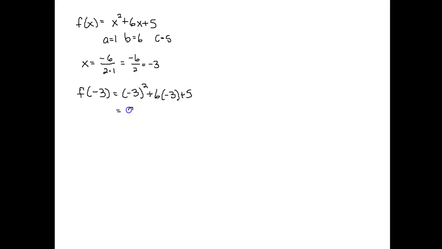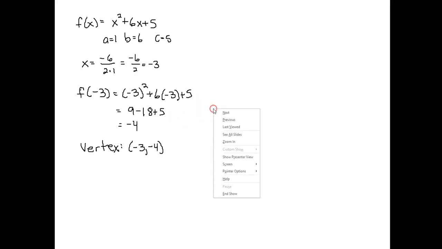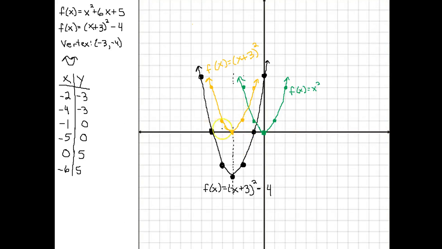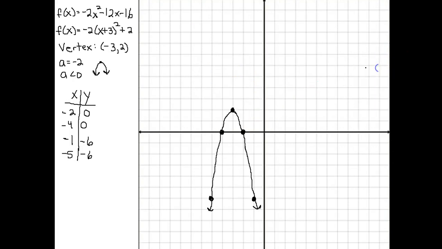So you get 9 minus 18 plus 5. So negative 9 plus 5, which is negative 4. So that tells us that our vertex is at (-3, -4). Doesn't surprise me. So if I go back a little bit here, my vertex was (-3, -4). Okay. And then I'll do the next one.